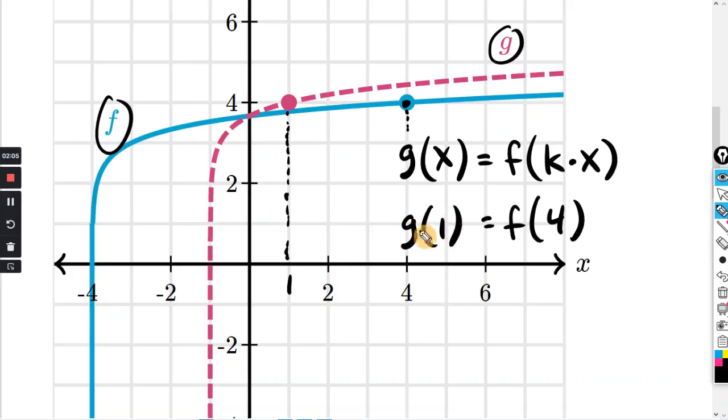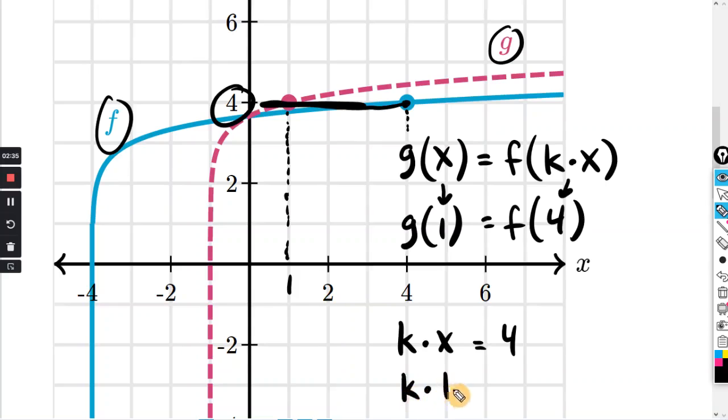And that makes sense. G of 1 is the y coordinate at x equals 1. F of 4 is the y coordinate at x equals 4. We can see the y coordinate is equal for both of them. So g of 1 equals f of 4, and now we can plug in. We know that x equals 1 and k times x equals 4. So k times x equals 4, and we said x is 1, so that's just k times 1 equals 4. So clearly from this we see that k equals 4.